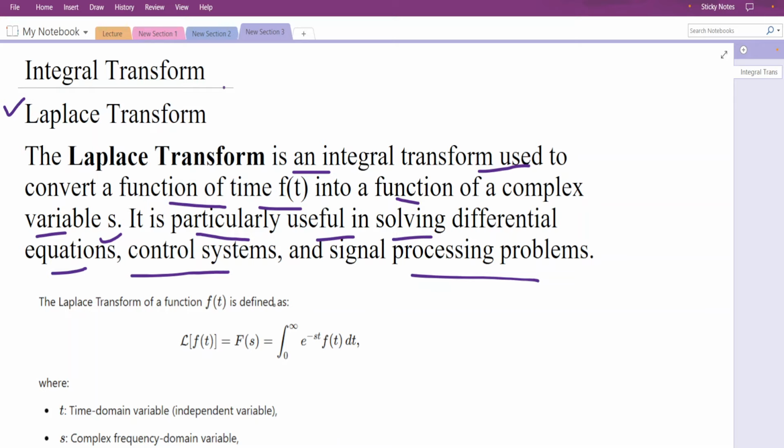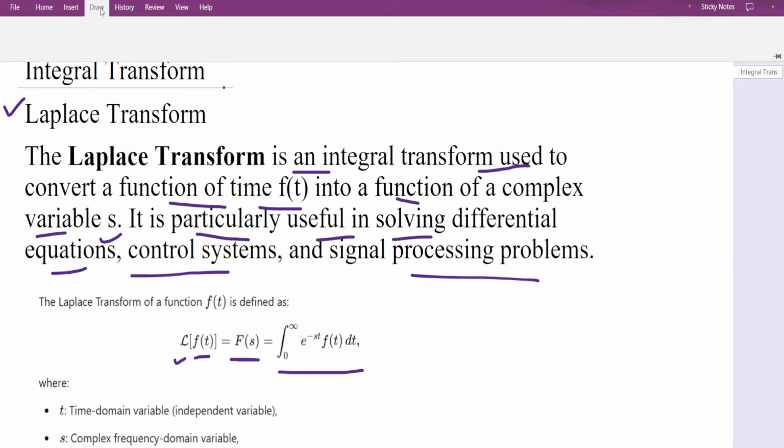So what will be the basic definition of the Laplace transform? The definition is this one. If you want to take the Laplace transform of a function of t, it is denoted by capital F(s), and its formula is the integral from 0 to infinity of e to the power minus st times f(t) dt.